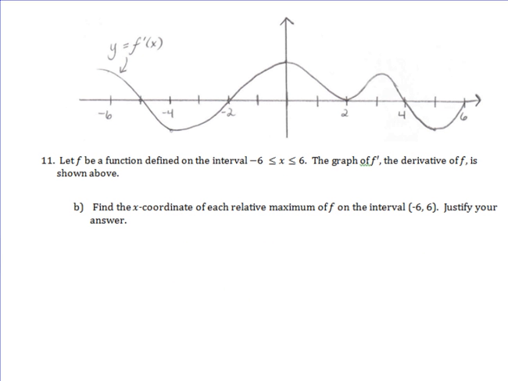Next question. Find the x-coordinate of each relative maximum of f on the interval -6 to 6. Justify your answer. Well, again, I want us to translate that from the table. If you look at the table, if f has a relative maximum, that means that f prime equals 0, and it's changing from positive to 0 to negative, because if I have a maximum, I want my function to increase and then decrease, which means my slope should be positive, 0, negative, which also means that my derivative graph should be above the x-axis and then 0 and then below the x-axis. So where does that happen?